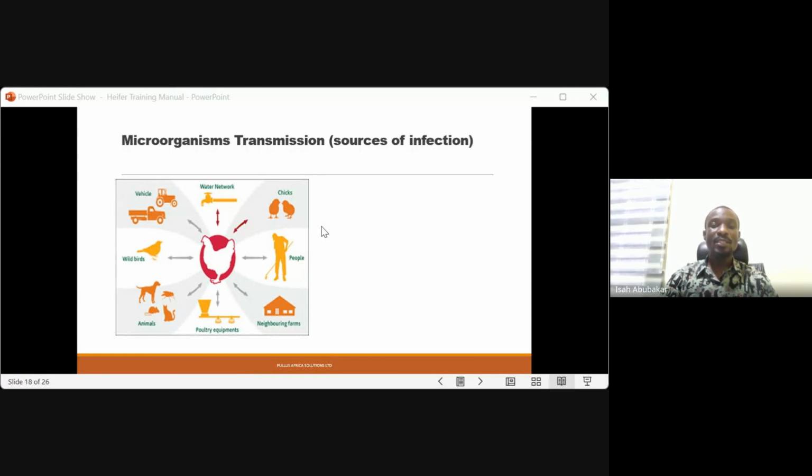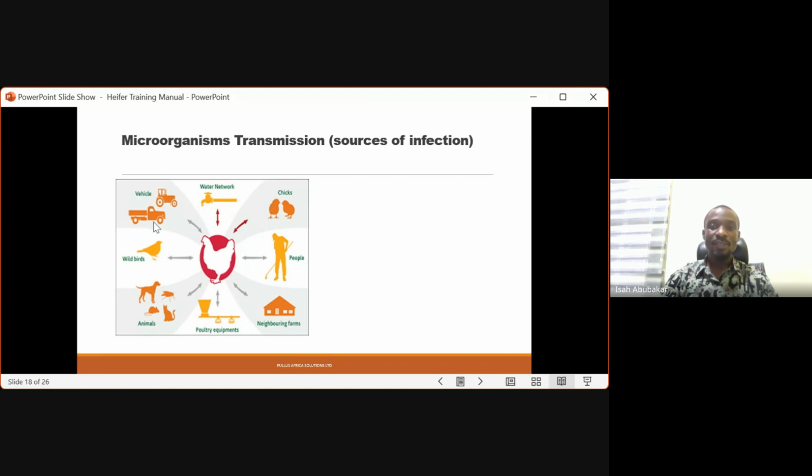So there are some certain things that we do that actually introduce disease to our birds. That is why when I mentioned the definition of biosecurity, I mentioned 2 keywords. I said the things that you need to do to stop the introduction, to stop the bringing in of disease, and also the things that you need to do to stop the spread of disease in your farm. So these are some of the sources of infection.